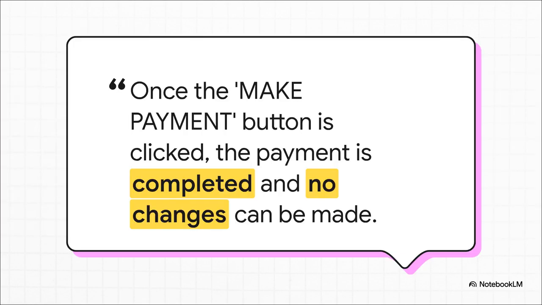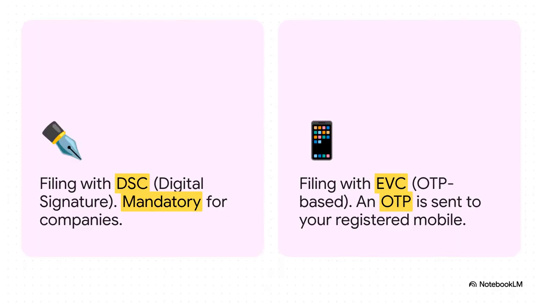Okay, now I need you to lean in for this one because this is super important. Once you click that Make Payment button, that's it. It's done. You cannot make any changes. It is final. So please, for the love of accounting, double-check, triple-check all your numbers before you click that button. There are no takebacks. The last step is just to sign off on it.